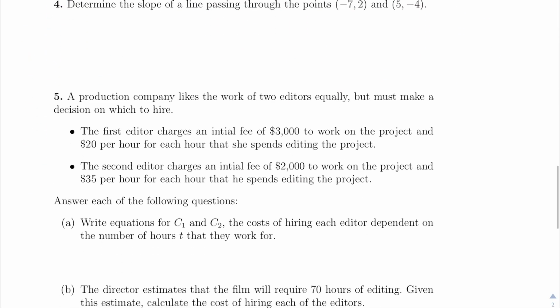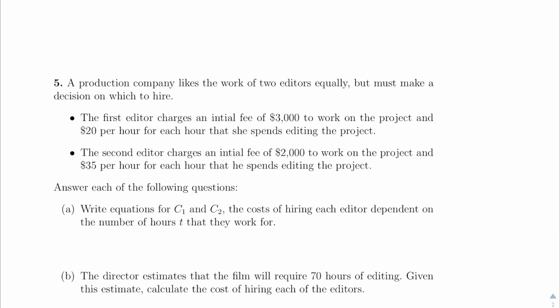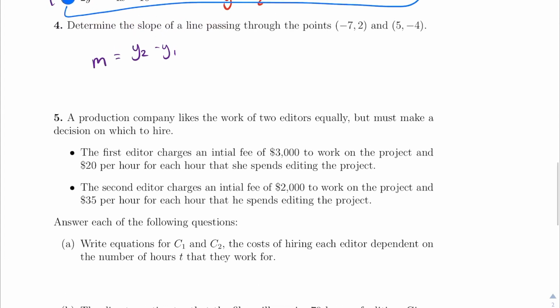Okay, determine the slope of a line passing through the points negative 7, 2, and 5, negative 4. So to do this, one way to do it is we can use our slope formula. The slope of a line is equal to the second y-coordinate minus the first y-coordinate, and the second x-coordinate minus the first x-coordinate. So, because this is the second point, right here, to me this is y2, the second y-coordinate, and the second x-coordinate. The first y-coordinate and the first x-coordinate.